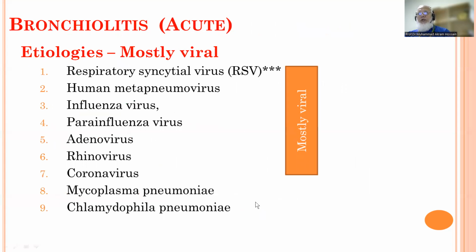Let us discuss bronchiolitis. This is a disease of children. This is mostly viral, and among the viruses, the most common is respiratory syncytial virus, and other viruses are human metapneumovirus, influenza, parainfluenza virus, adenovirus, rhinovirus, and coronavirus, recently added in this list. And among the bacteria, the atypical pneumonia agents like Mycoplasma pneumoniae and Chlamydophila pneumoniae.